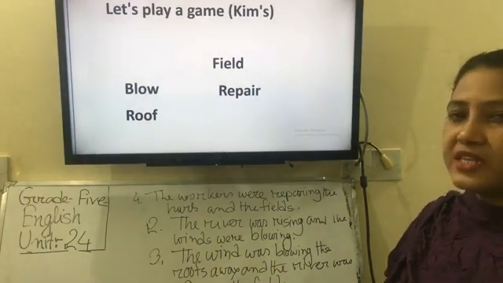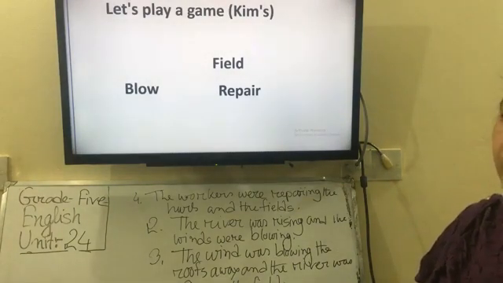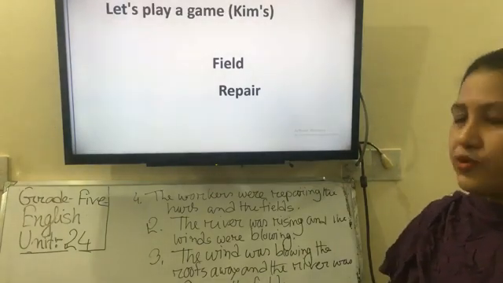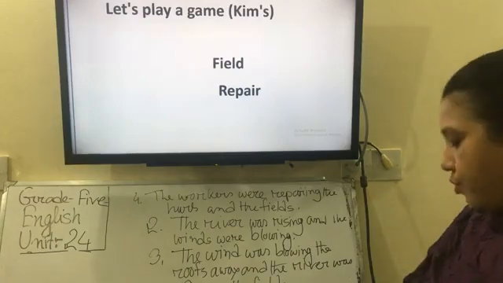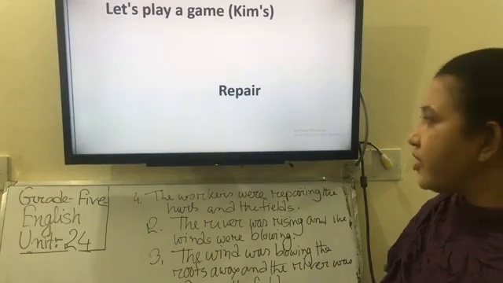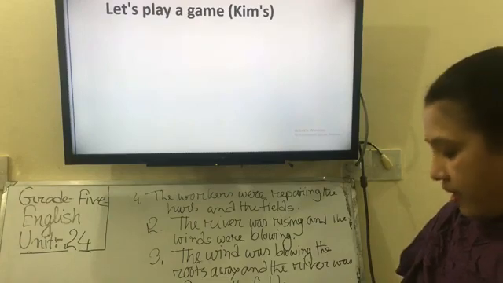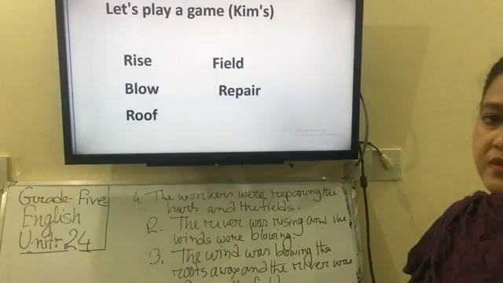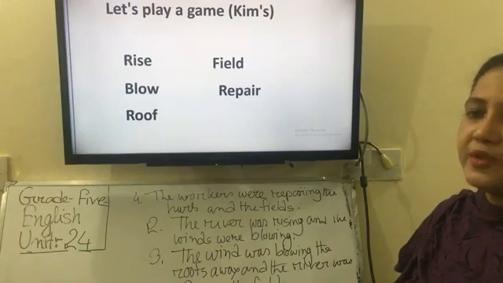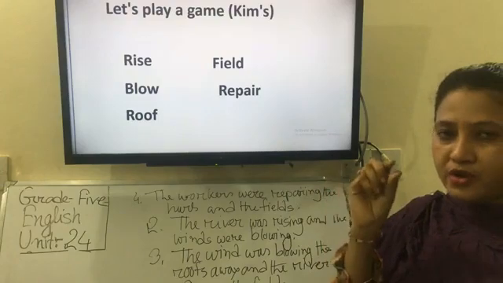Which one? Rise. Yes, you are right. Please write down R-I-S-E, rise. Which one? Roof. R-O-O-F, roof. Which one? Blow. B-L-O-W, blow. Which one? Field. F-I-E-L-D, field. The last one is repair. R-E-P-A-I-R. Please check your answer to see if your spelling is right or wrong. Rise, blow, roof, field, repair. You can do it because these are very simple words.